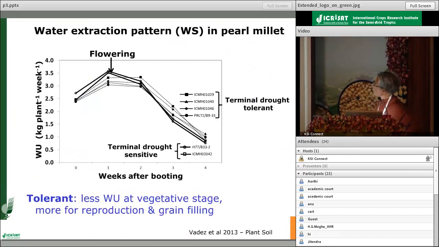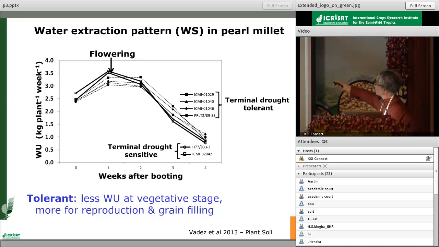So more of the same sort of data. That's the case here on pearl millet. It's again water use, not cumulated. It's by week as a function of week after booting. Irrigation is stopped here. Very typically, once again, sensitive material tends to extract and burn off a lot more water at those stages, but they run short of it later on, whereas tolerant genotypes are more conservative initially, but then they still have a bit more water here.